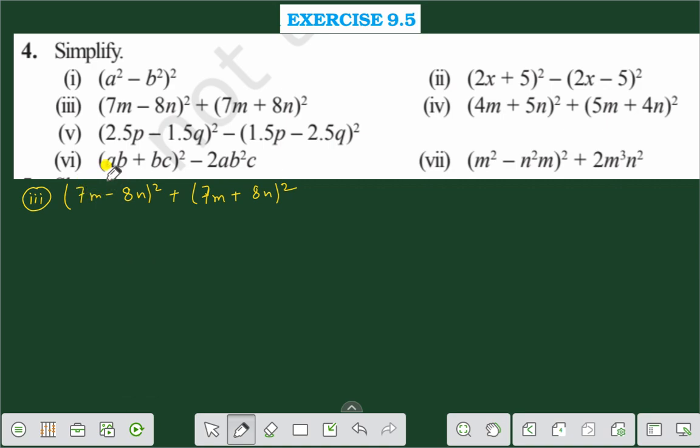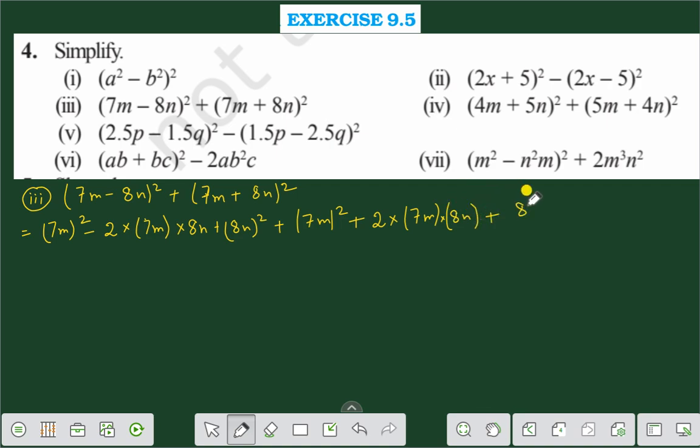Therefore, we are using this identity, that is a minus b whole square equal to a square minus 2ab plus b square. We are getting 7m whole square minus 2 into 7m into 8n plus 8n whole square. Plus, we'll use this identity, a plus b whole square, that is 7m whole square plus 2 into 7m into 8n plus 8n whole square.